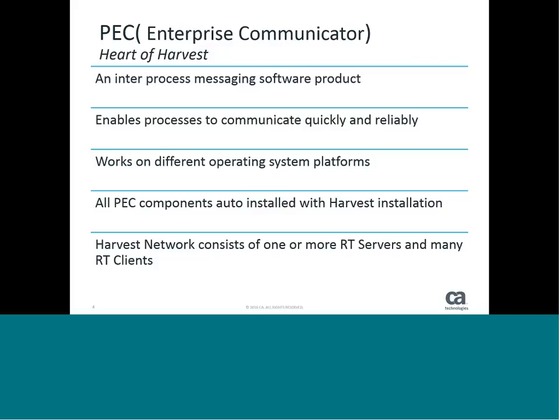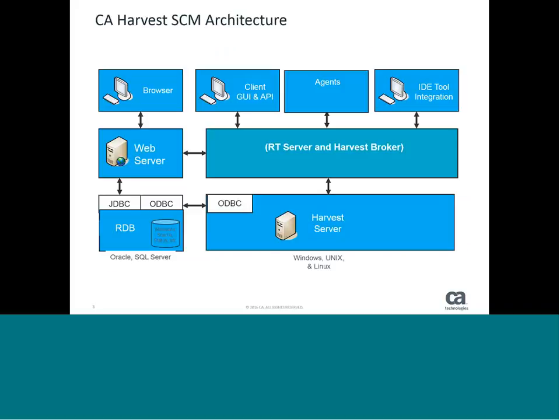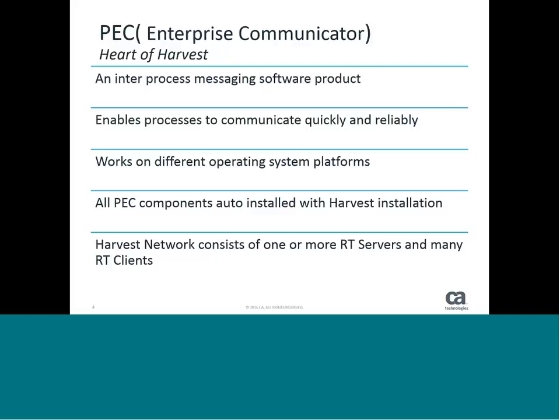And inside a Harvest network, there can be more than one RT server and many clients. Like in the previous slide, we saw there is one RT server and a couple of RT clients. But depending upon the configuration, if we have a large number of RT clients, we can have multiple RT servers serving these RT clients. Now, what is RTServer?